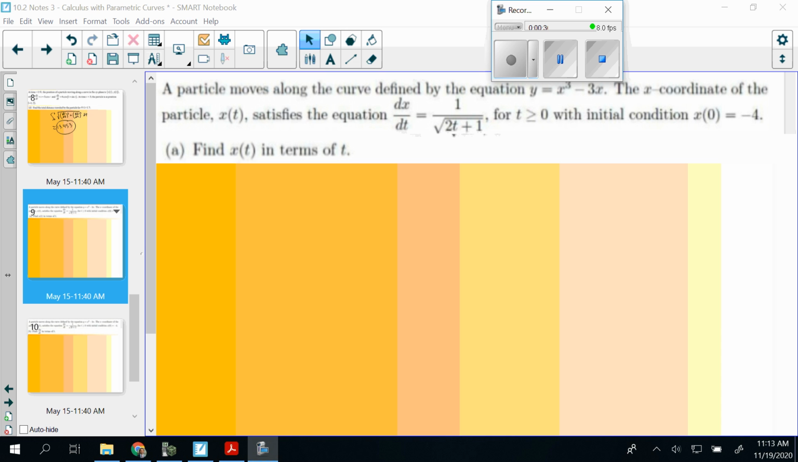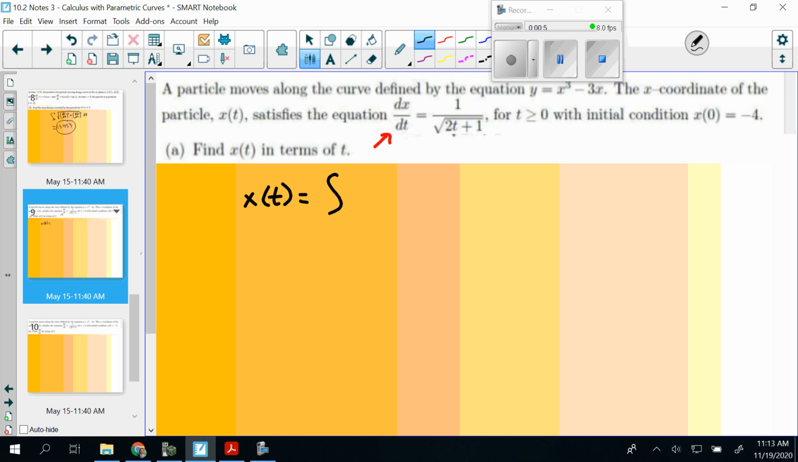Well, in order to get this, we have this velocity equation we should be able to use in order to find x of t here. So x of t would be the antiderivative of our dx/dt here, which is 1 over square root of 2t plus 1. So if we find the antiderivative of that, that should give us the position function for the horizontal direction.